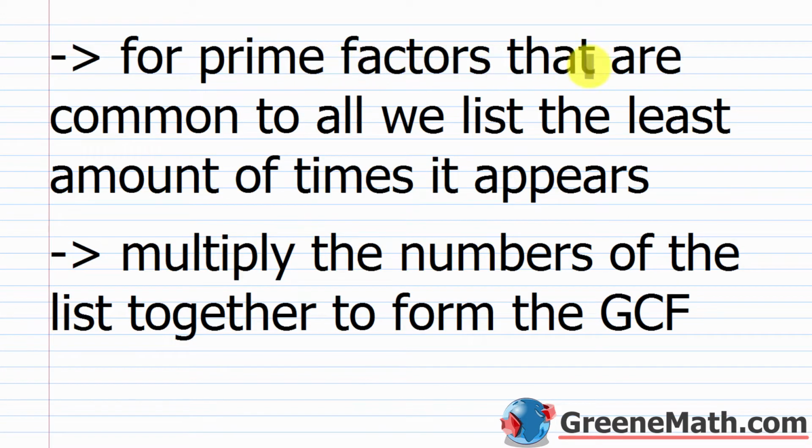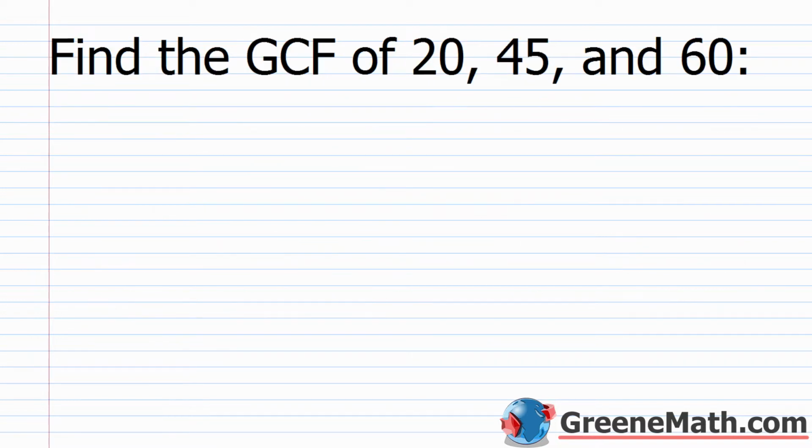Then for prime factors that are common to all, we list the least amount of times it appears. So once you've done this, you're just going to multiply the numbers of the list together to form the GCF. All right, so let's take a look at an example here. So we want to find the GCF of 20, 45, and 60.